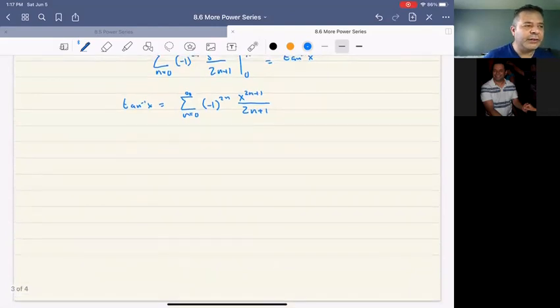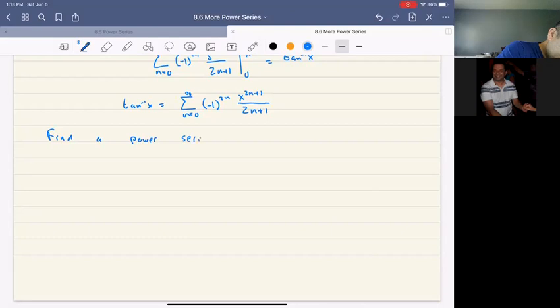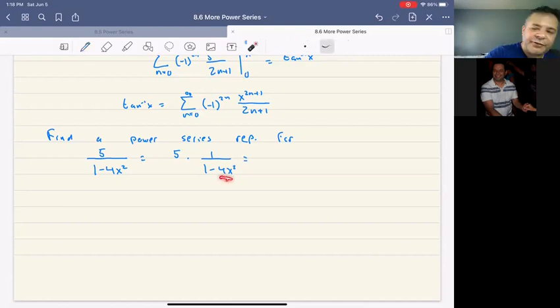Let's do another one. Let's write a power series representation for 5 over 1 minus 4x squared. Okay, so it's got that same sort of look to it. We're going to write this as 5 times 1 over 1 minus 4x squared. So we can think about this as sort of our r. Okay, it looks like a geometric series.